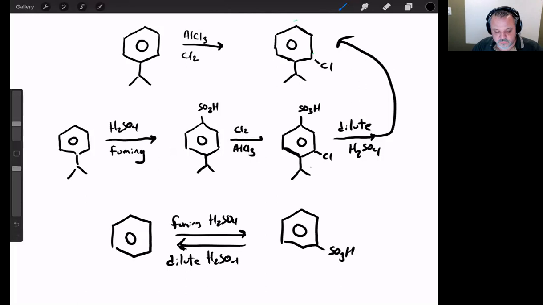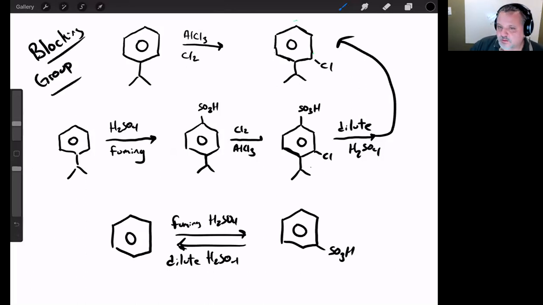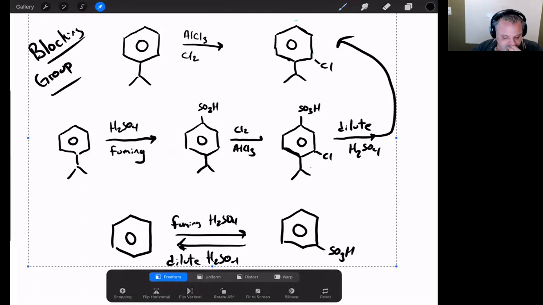And so this whole thing is called a blocking group. I think I might have mentioned this in passing. We're using this sulfonation to provide a hindrance to the site where we don't want a group to be added, and then taking advantage of the fact that we can easily remove it. All right, so this is how I would use this as a blocking group.